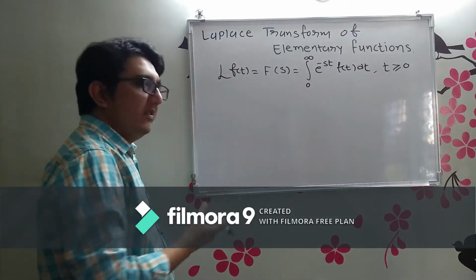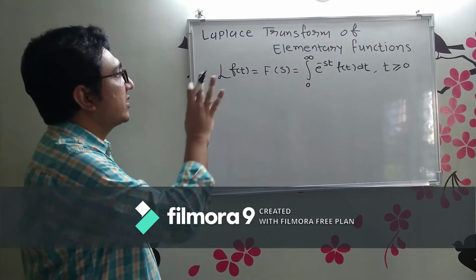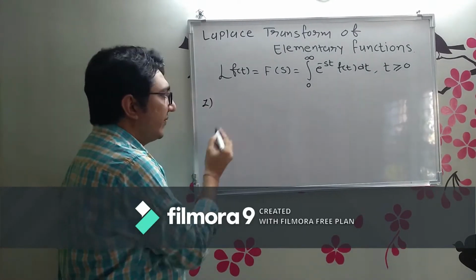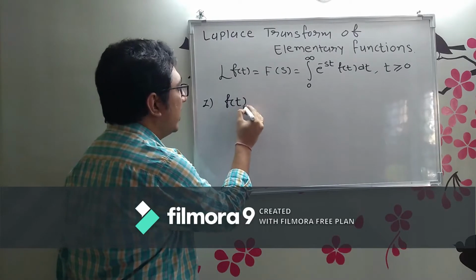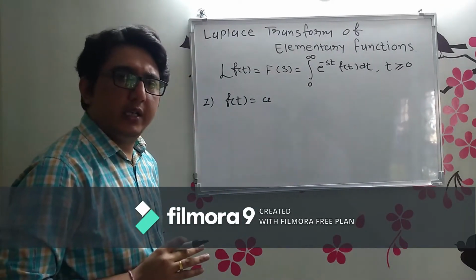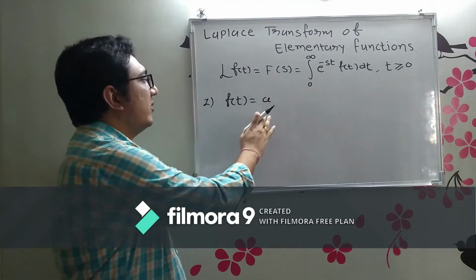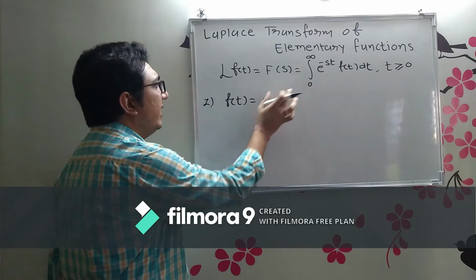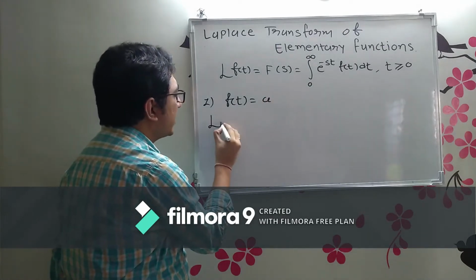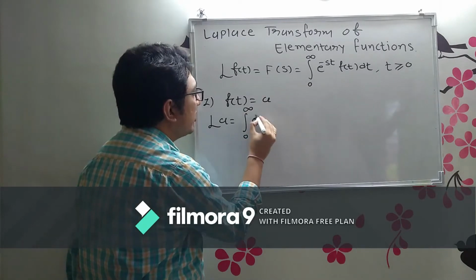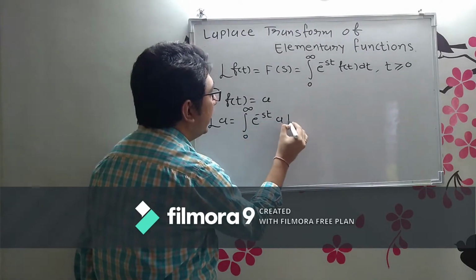Now, one by one, we are going to prove the formulas of the Laplace transform of elementary functions. So the first one will be f of t is equal to a, where a is some constant, and we want to find the Laplace transform of this constant. The procedure is very simple. Just put this a in this formula. So what can you write? Laplace of a is equal to integration 0 to infinity e raised to minus st a dt.